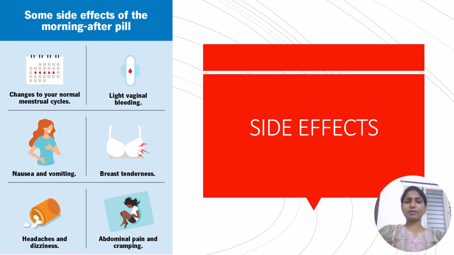There might be slight vaginal bleeding. Breast tenderness might be there. Some amount of nausea, vomiting. Sometimes headache and dizziness, especially with ulipristal acetate. A small amount of abdominal pain and cramping. These are all some side effects, and there are no actual adverse events as such.